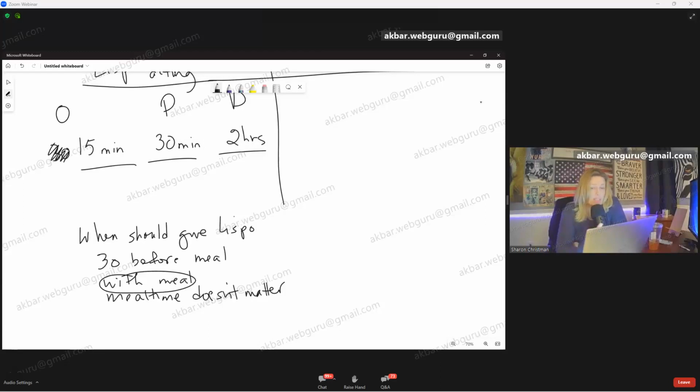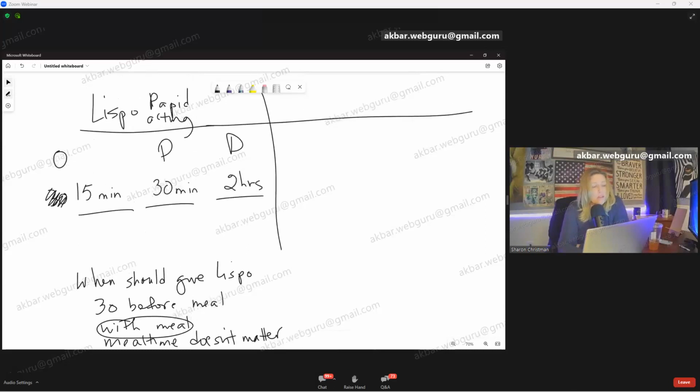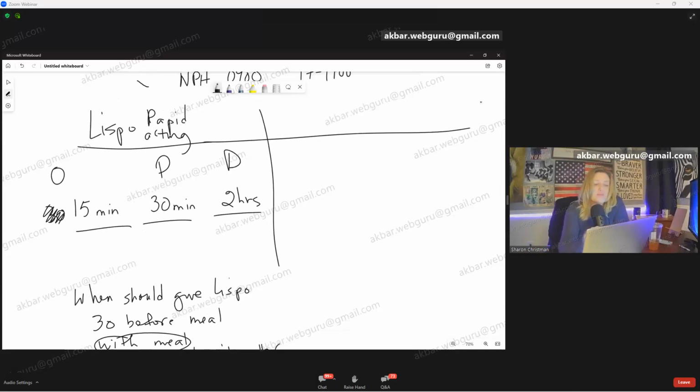Now, regular insulin, because the onset is 1 hour and the peak is 2 hours, regular insulin can be given 30 minutes before the meal. Regular insulin can be given and should be given 30 minutes before the meal.